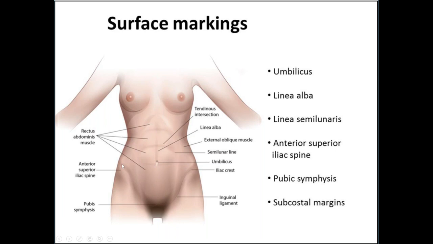If you remember our surgical regions of the anterior abdominal wall, right here is the right hypochondrium, which represents the liver, gallbladder, and right kidney. This is the epigastric region, which reflects the anatomy of the stomach, liver, and duodenum. In the left hypochondrium, this is the spleen and colon. In the center is the umbilical region, which can reflect disease of the small intestine and duodenum. And here is the right lumbar and this is the left lumbar.